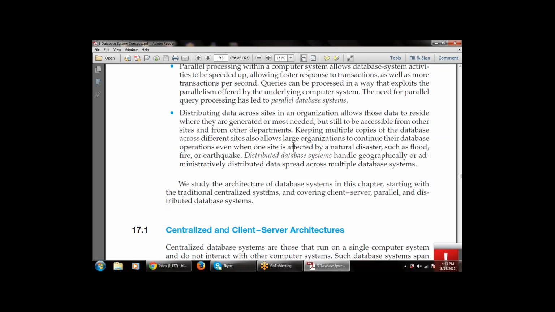We study the architecture of database systems in this chapter, starting with the traditional centralized system, covering client server, parallel, and distributed database systems. So in this we are covering three types of database system: the client server database system, the parallel computing database system, and the distributed database system.